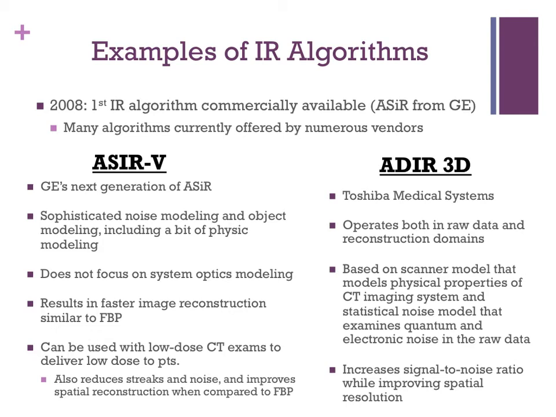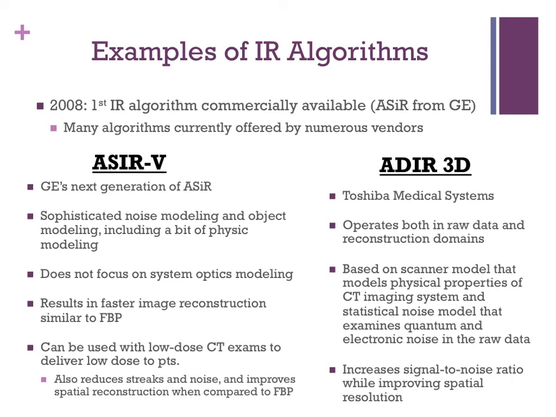In 2008, the first IR algorithm was commercially available, and this is called the ASIR. Then other algorithms were developed, which you can see in Table 6.1 in your book. We're going to focus on just these two: the ASIR-V, which is GE's next generation of ASIR, and the AIDR 3D, which is from Toshiba. The ASIR-V features sophisticated noise modeling and object modeling, including a bit of physics modeling. But this does not focus on system optics modeling.